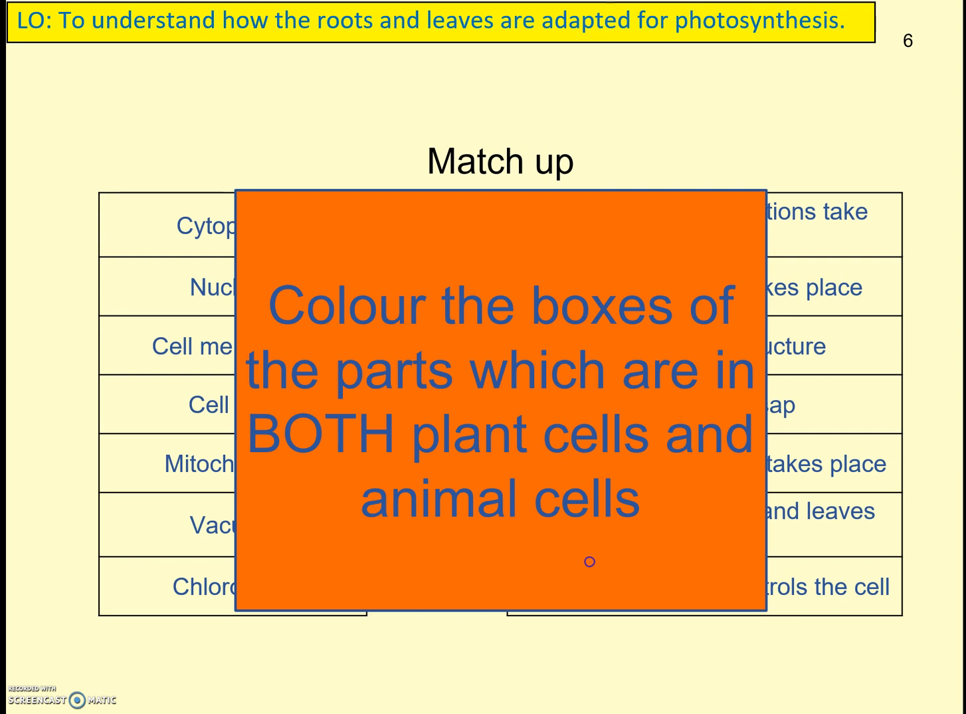Right, now I would like you to color the boxes of the parts which are found in both plant cells and animal cells. Please pause the video and do this now. You should have colored in cytoplasm, nucleus, cell membrane, and the mitochondria.